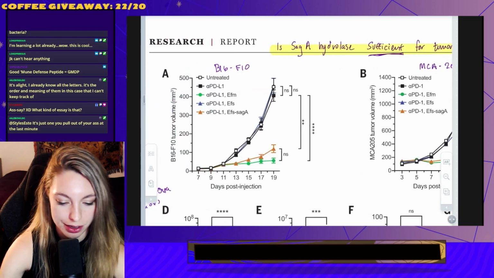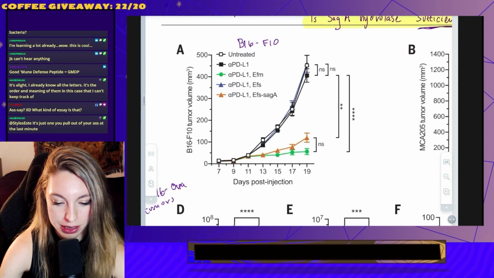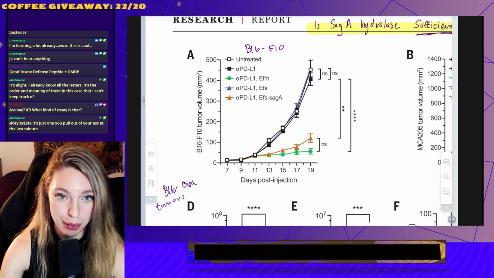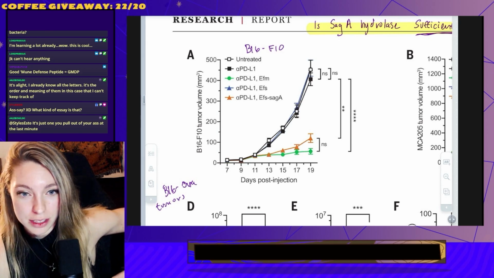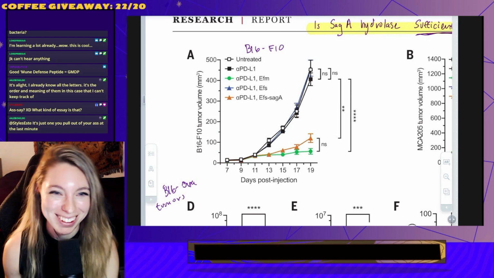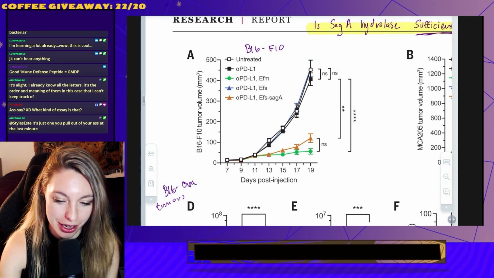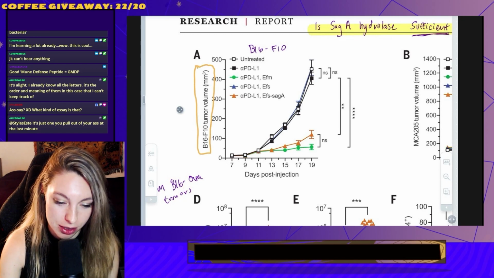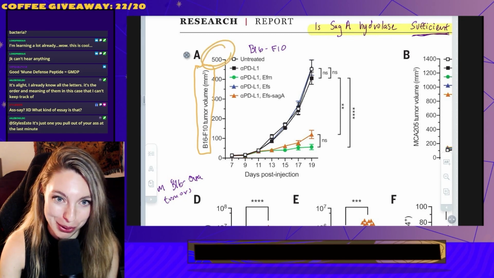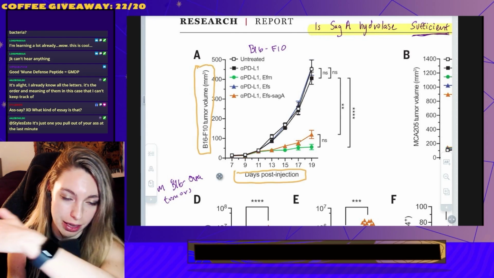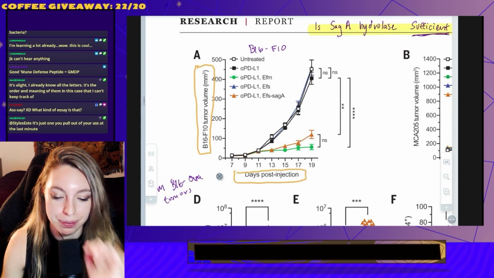In this first experiment, they're again using the B16F10 melanoma cell line, so melanoma, skin cancer. They implant the skin cancer cells under the skin of the mouse, and it grows into a little bulb, and then they measure the size of the tumor. In figure A, they have the tumor volume here, so the bigger the tumor, the bigger the number. Pretty simple. And down here they have the days post-injection, so this is just following the growth of the tumor over time.